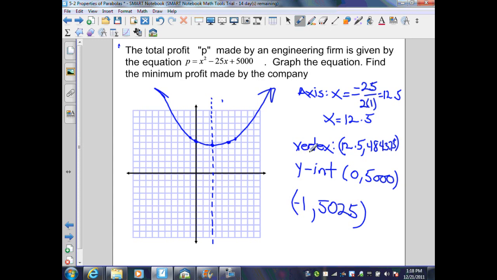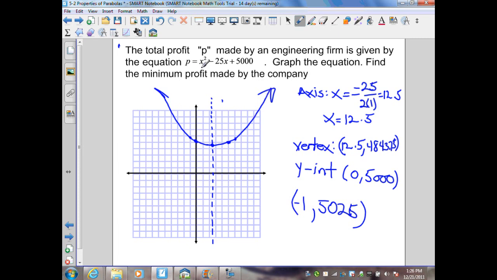My vertex is the x-coordinate of 12.5. When I substitute into my original equation, I get 4,843.75. I graph my vertex. My y-intercept is 0, c, which is 5,000. I graph the y-intercept and its reflection point. I select another x value. I select a -1. When I substitute into the original equation, I get 5,026. And when I graph that and its reflection point, then I can sketch the parabola.